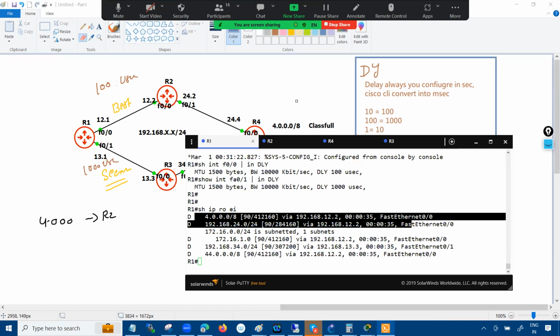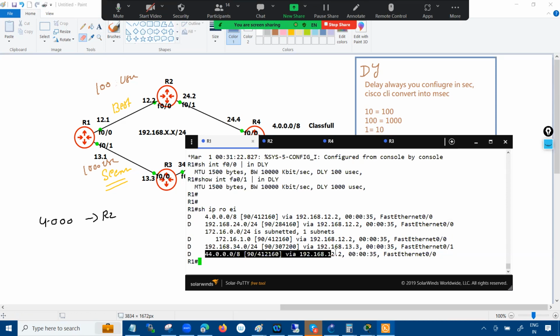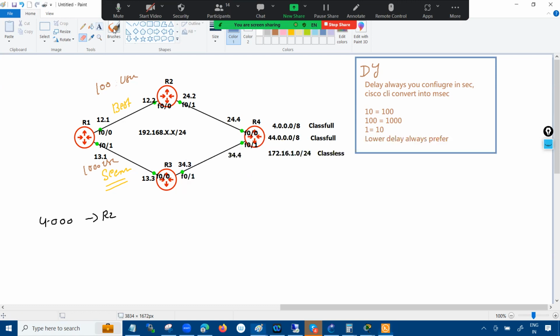So all the routes 4.0, 44.0, and 70.0, all these are coming via 12.2. In simple language, this is my successor route, and this is my feasible successor.